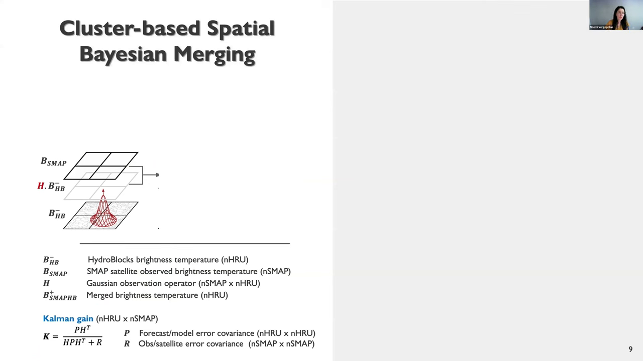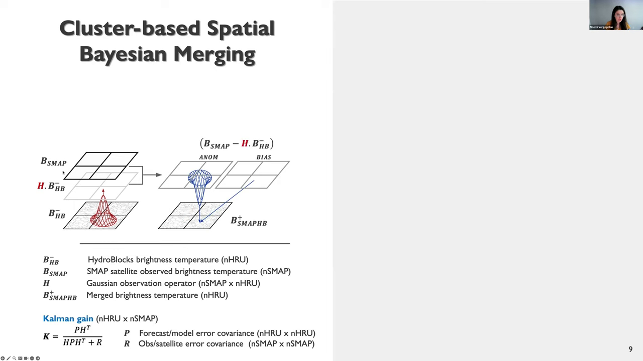So how is this spatial Bayesian merging scheme put together? So effectively you have the fine scale brightness temperature, right? For each different tile or cluster, as illustrated here. We have an observation operator that you can think of here as a linear operator that will take into account the spatial variability of soil moisture defined at fine scale and upscale it to the observation scale, which we have here as the SMAP brightness temperature, right?